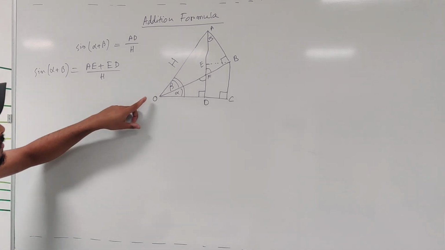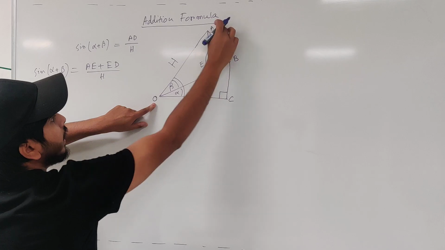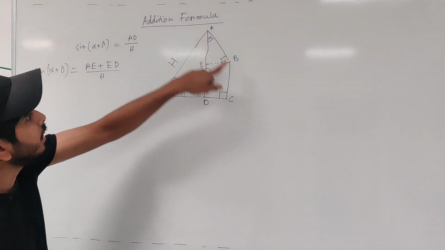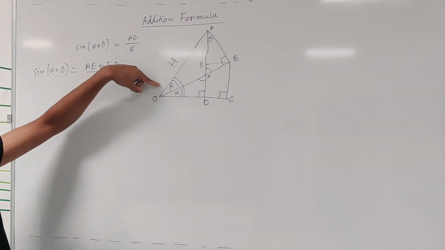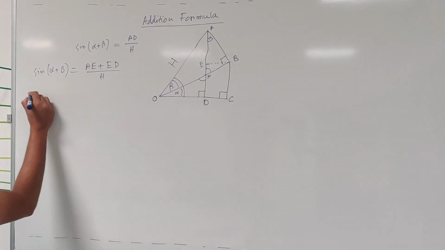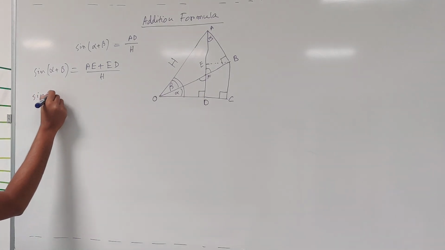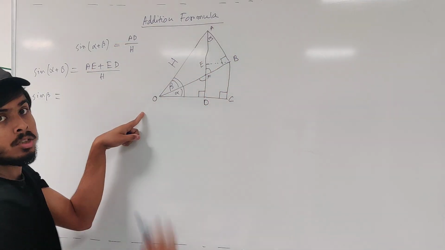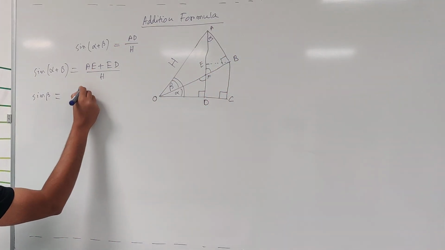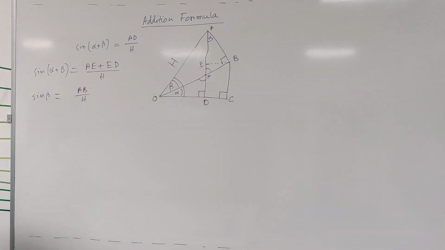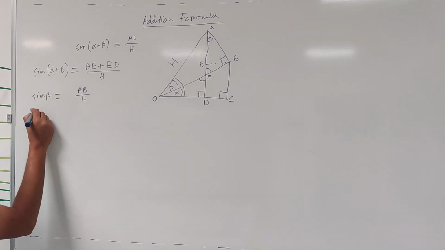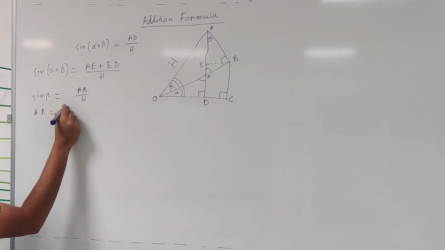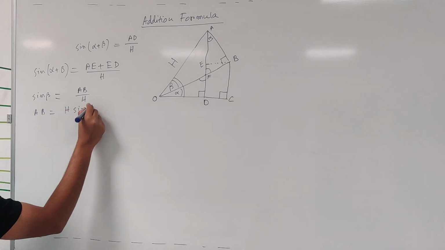Now let's consider this triangle OBA. What is AB? Can we express AB in terms of this angle beta? We can. How? Sine of beta equals AB over H. AB over H, right? Or I can write AB as H sine beta.